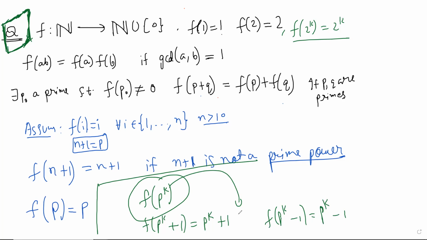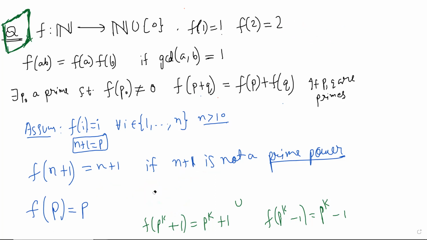So you can try to do this. Maybe later you can think. If you assume that this function is identity, then can you prove the Goldbach conjecture?